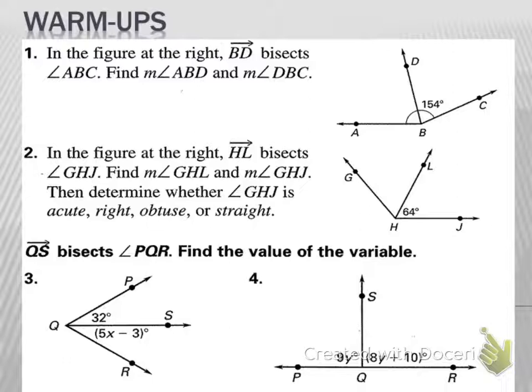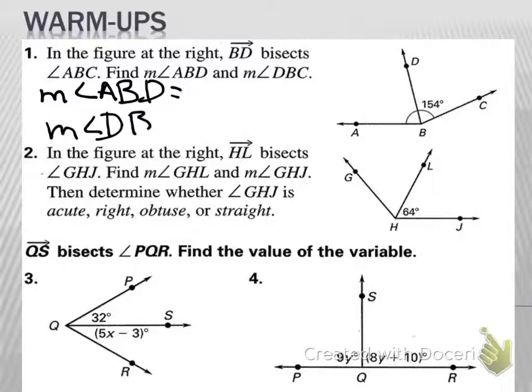All right, let's talk about your warm-up. So number 1 says, in the figure at the right, ray BD bisects angle ABC. Find the measure of angle ABD and the measure of angle DBC. So I'm looking for ABD, then I'm looking for DBC.